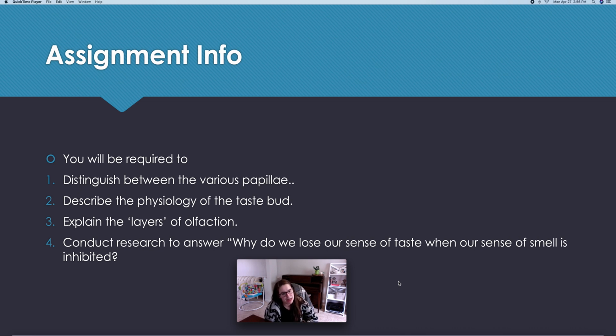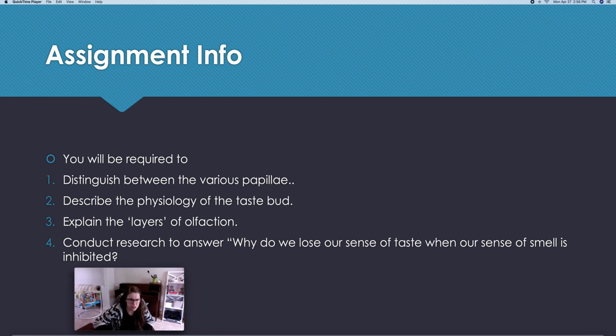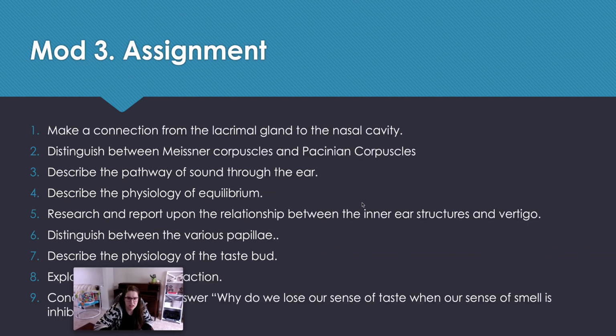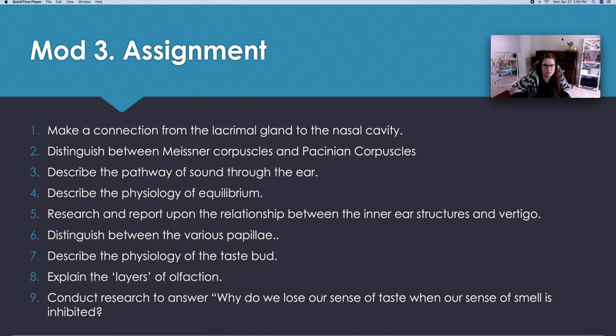Because we can't do that, sad, I want you to do a little bit of research as to why that is. Why is it that we lose our sense of taste when our smell is inhibited? This is one of the things that you might notice when you get sick. Once your nose is stuffed and you can no longer smell, you might not be able to taste food very well. Okay? So let's go ahead and look. We've just got this overview here.